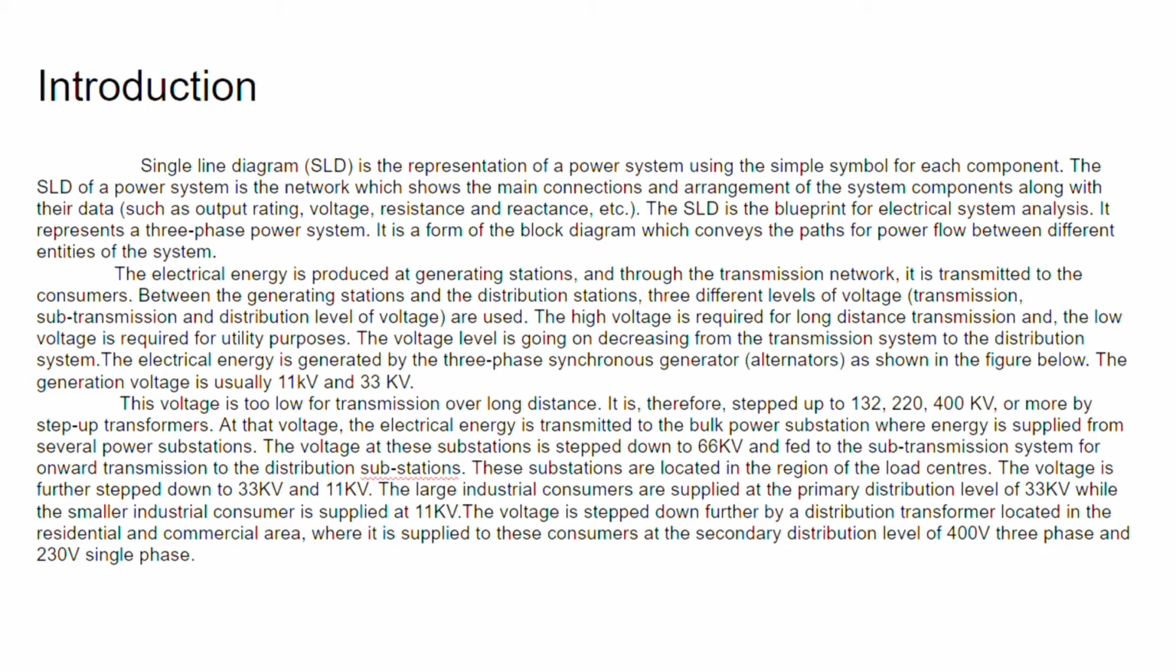As we know, the single line diagram is the representation of a power system using simple symbols for each component. The SLD, or single line diagram, of a power system is its network, which shows the main connection and arrangement of a system's components along with their data, such as output rating, voltage, resistance, and reactance. The SLD is the blueprint for electrical system analysis. It represents a three-phase power system. It's a form of block diagram which conveys the path for power flow between different parts of the system.